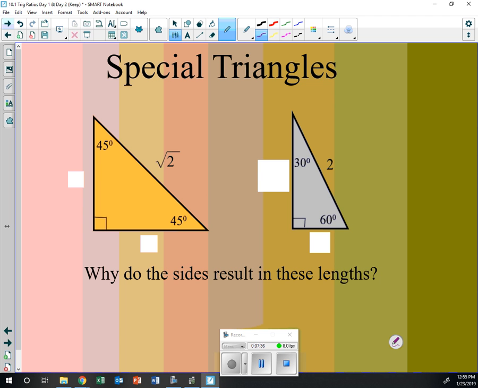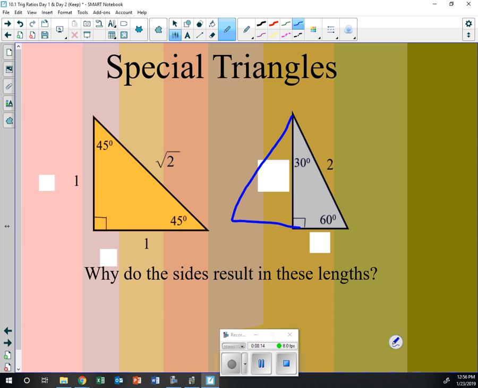Special triangles: if this is 45, if this is 45, and this is a square root of 2, any ideas on what these two could be? You can just shout it out if you know. Pythagorean theorem. These two angles are the same, so these two sides are the same. So this is going to be 1 plus 1 is 2, square root is square root of 2. So that's perfect.